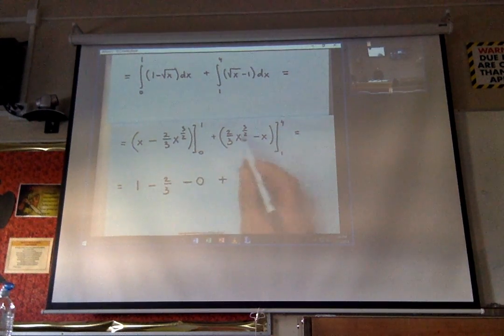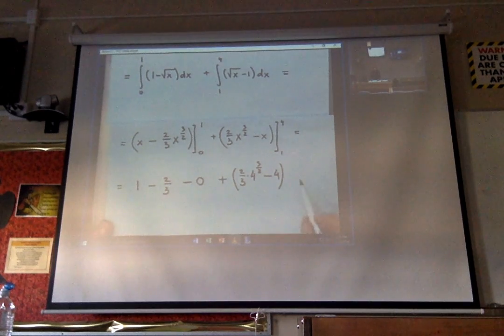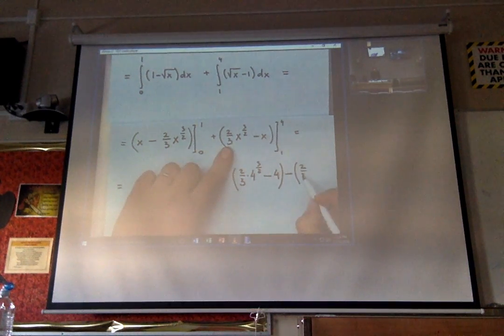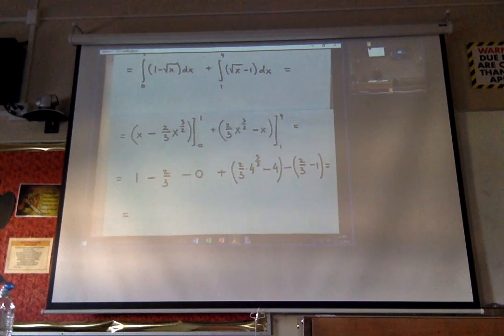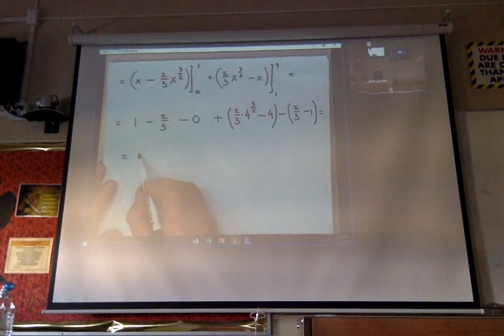And then we're moving to this one. Well, now the bad news, you don't have 0 anymore, right? So you will have 2 over 3 times 4, 2/3 times 4 minus 4. So that's the substitution of 4. And then minus, and we have to put parentheses, because inside you have minus. So you get 2/3 minus 1. And from here, just use your calculator, whatever you want to do, but please get it right. And the answer will be 2. The answer is 2.